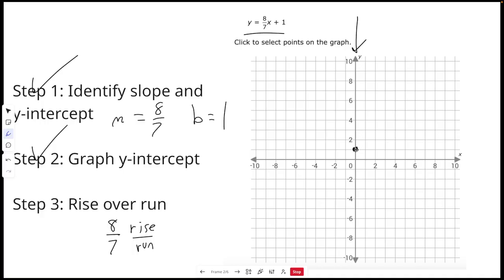And we're going to rise 8 boxes. 1, 2, 3, 4, 5, 6, 7, 8. And we're going to keep our pencil there. And now we're going to go to the right, or run, 7. So 1, 2, 3, 4, 5, 6, 7. And wherever we end up, we're going to put our second dot. And now that we have 2 dots, we can connect them. My line will not be very straight, but it is what it is. And there is our line, okay?